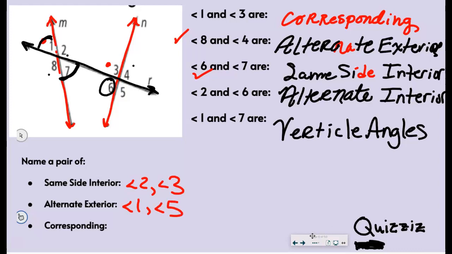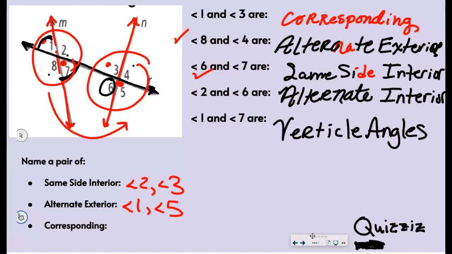Last up, there's 3 more pairs of corresponding. Remember those? We look at these clumps and we stay in the same spot. So I'm going to choose angle 7. It would correspond in this clump to angle 5 because it's in the same spot in the bottom right. So I'm going to say angle 7 and angle 5.